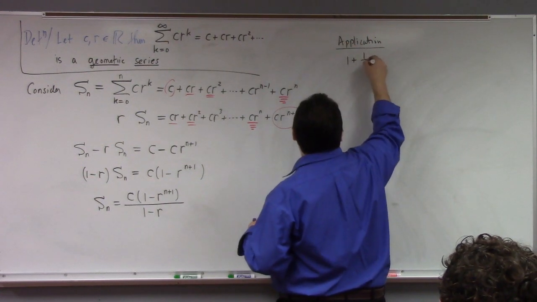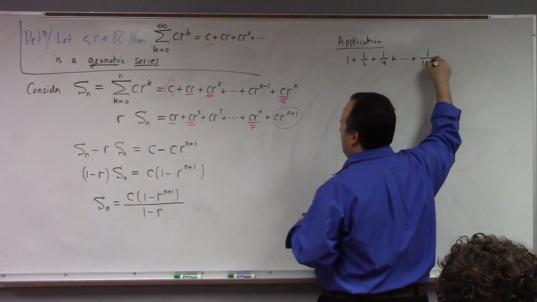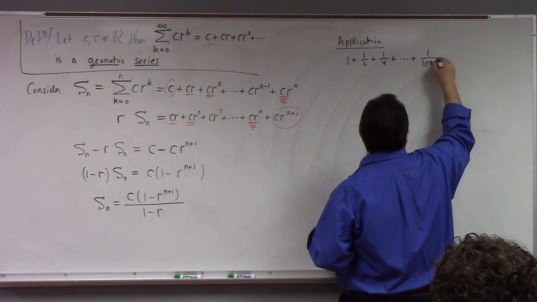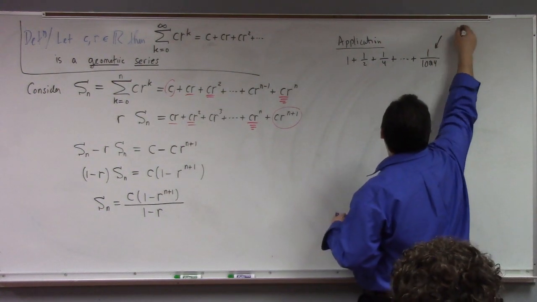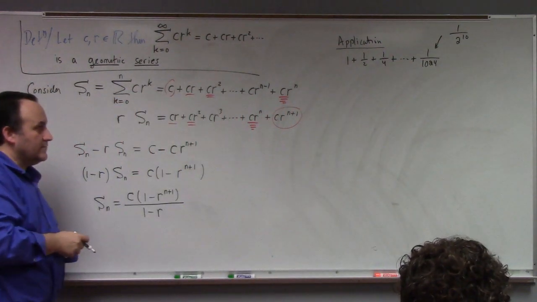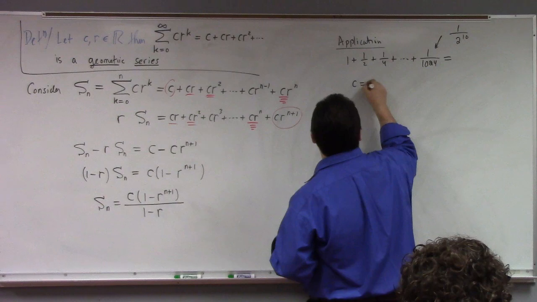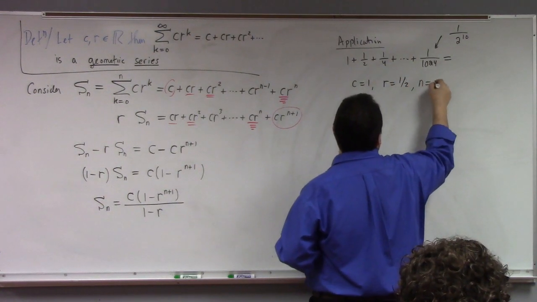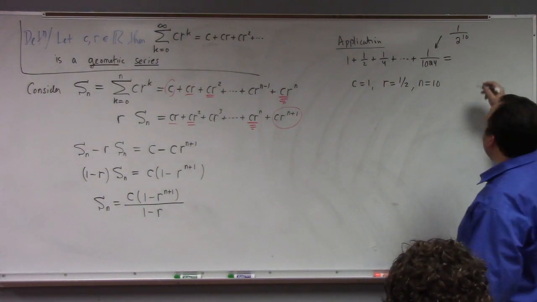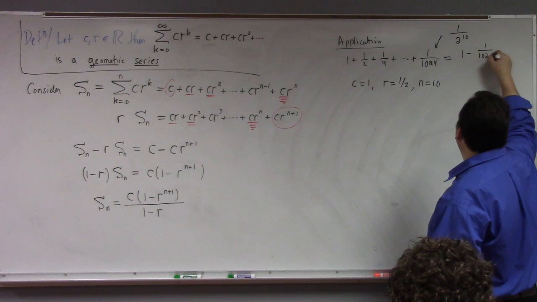If I wanted to add 1 plus a half plus a fourth plus and so on, plus 1 over 1,024. So that's 1 over 2 to the 10th, if I remember right. What's that equal to? So C equals 1, r equals 1/2, n equals apparently 10, if I remember my binary trivia right. So you got 1 minus 1 over 1,024, I think.